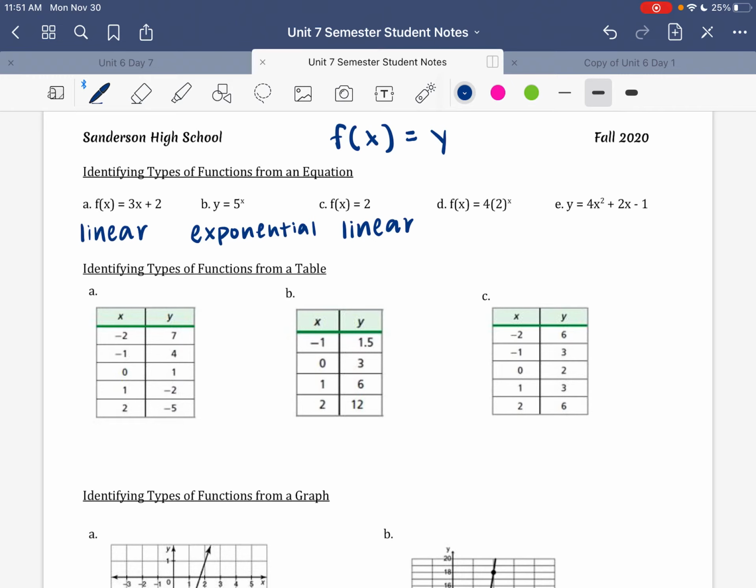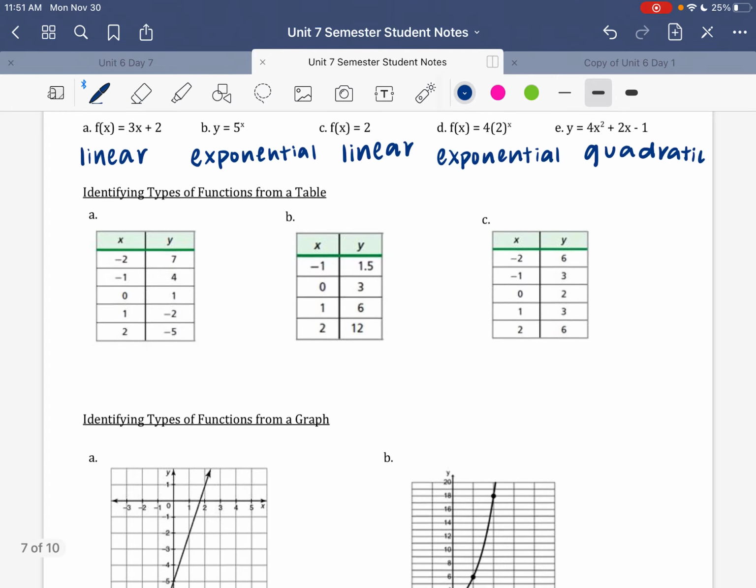D, our x is up in the exponent again. So that one would be exponential. And E, I see that I have an x squared, so I'm looking at that exponent in particular. If my biggest exponent is a 2, that's going to be a quadratic.